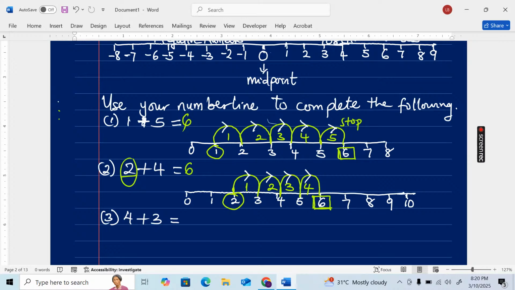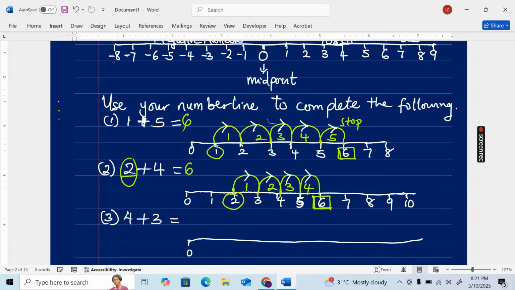Now, moving on to the next one, we need to do the next operation on the number line. So the next one is 4 plus 3. So I'll draw my number line again. Gently draw a neat number line. I like to see something beautiful. No rough work. So pay attention to my screen.